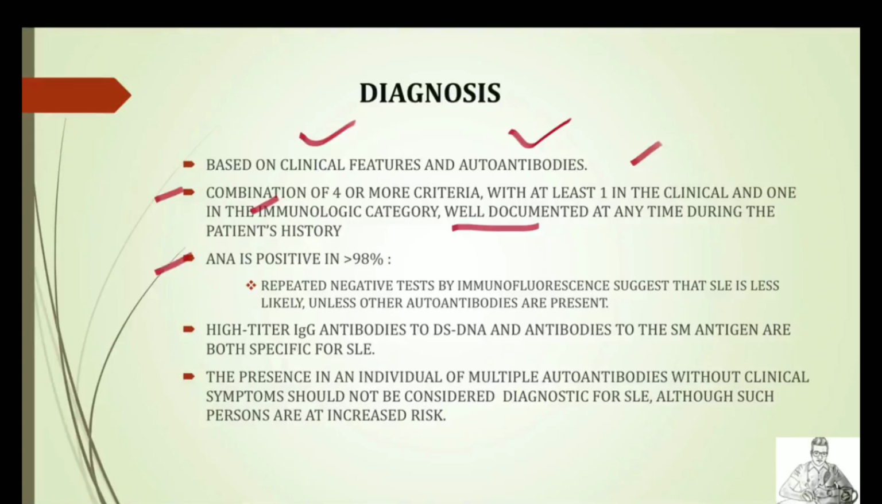Also, ANA, the best screening test, is positive in more than 98% of patients, but repeated negative tests suggest that SLE is less likely unless other autoantibodies are present. High titer of IgG antibodies to dsDNA and antibodies to the Sm antigen are both specific for SLE. Also, the presence of multiple antibodies without clinical symptoms should not be considered diagnostic for SLE, although such persons are at increased risk for SLE.